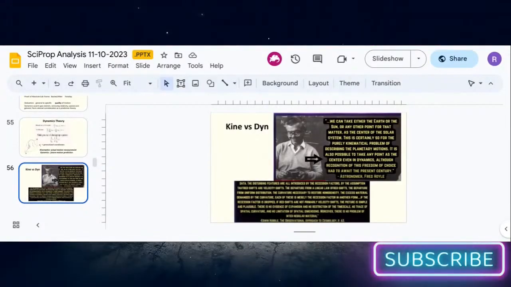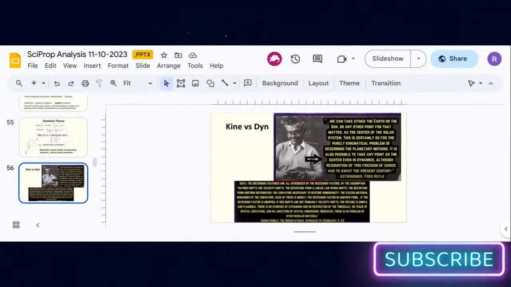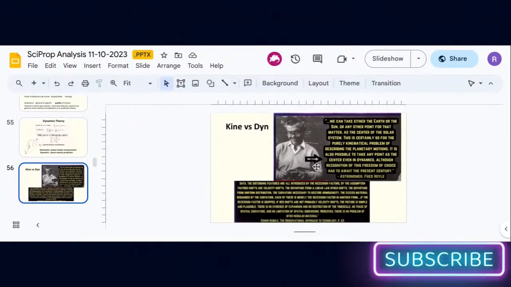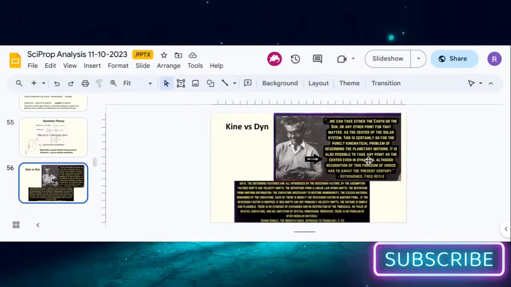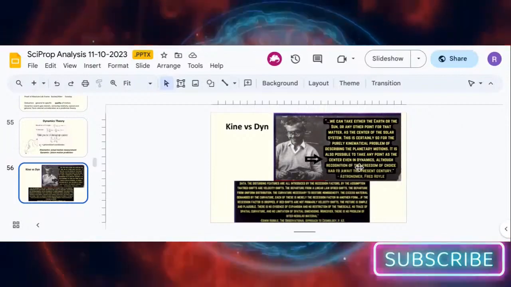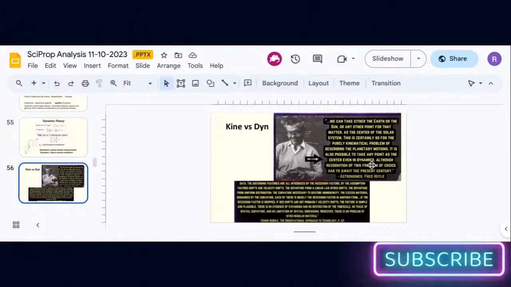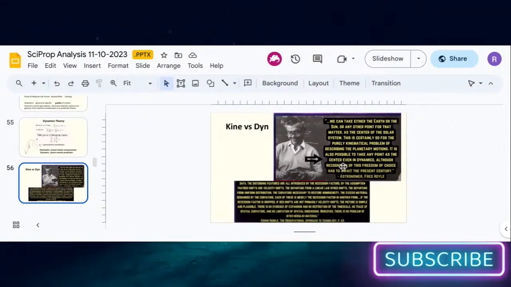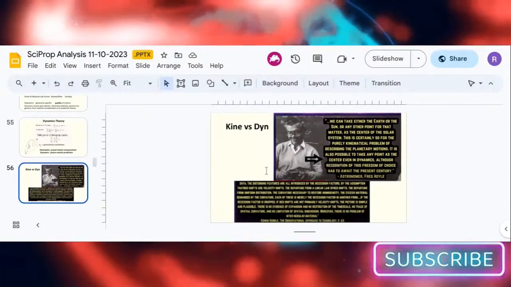Okay, this is something I borrowed from Austin's presentation. The only thing I want to point out is right here where Fred Hoyle says, it is also possible to take any point as the center, even in dynamics. No, not true. As I just described, you must use the lab frame as your reference point, as your center of calculation.